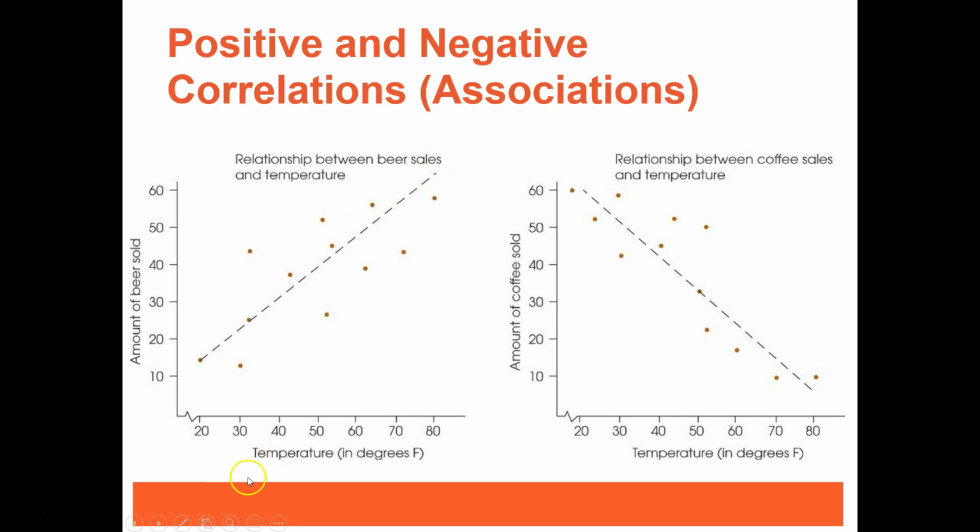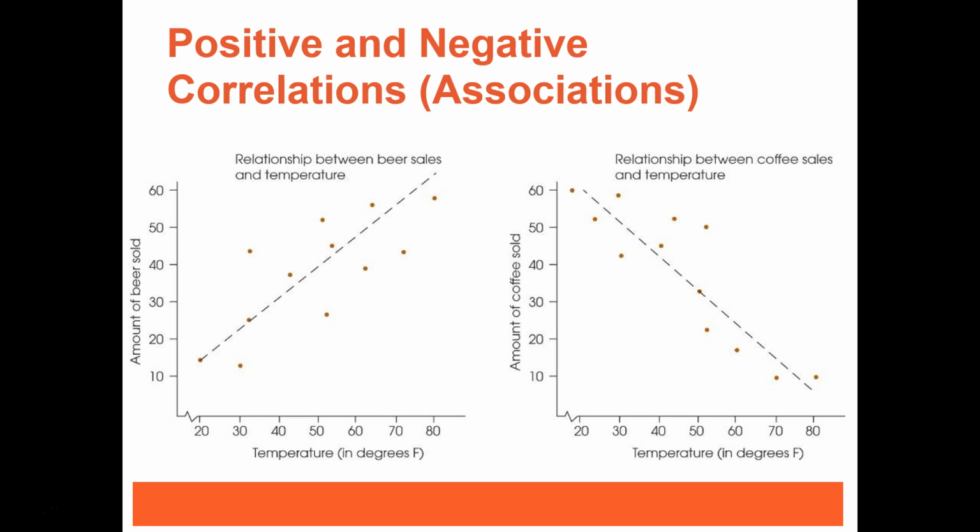And in this case, we're looking at the variables of temperature outside and amount of beer sold. We're looking at the relationship, or the correlation, between beer sales and temperature. These are both measured variables. We measure what's the temperature outside and how much beer is sold at a particular store. And what we find is that the lower the temperature, the less beer is sold. The higher the temperature, the more beer is sold. We have this general upward trend from left to right, and we would call this a positive correlation.